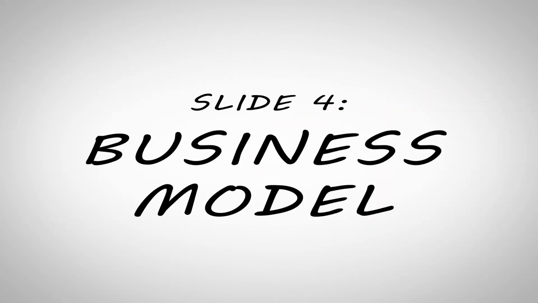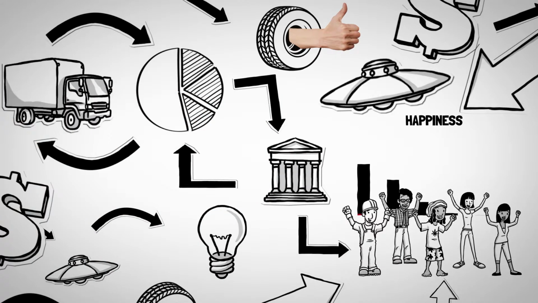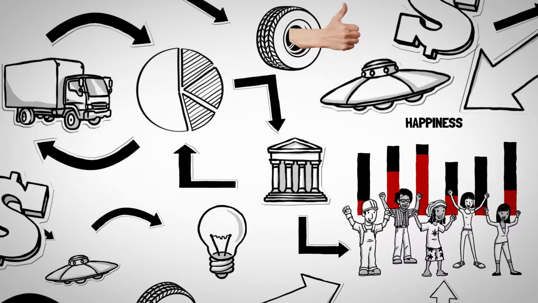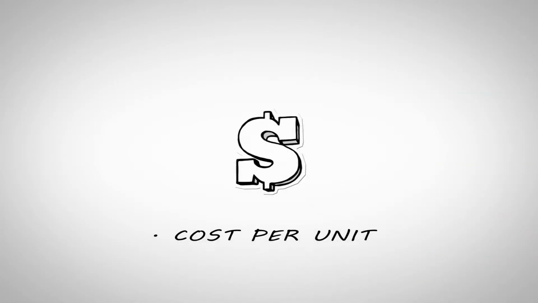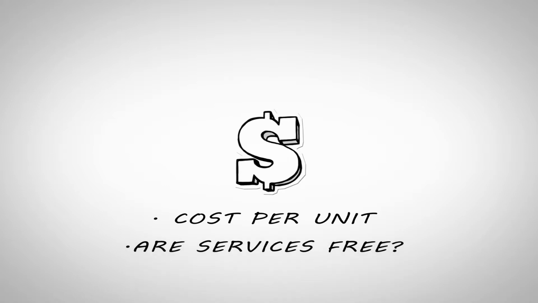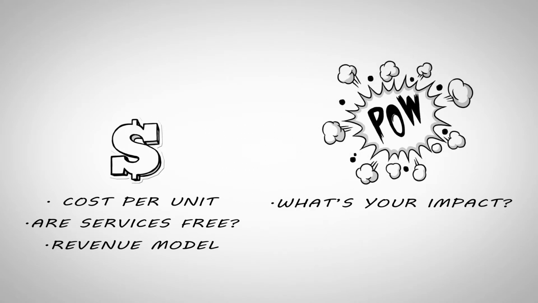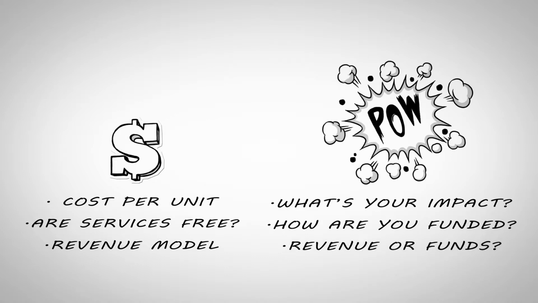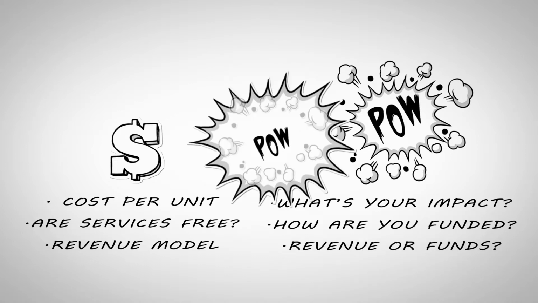Slide 4, Business Model. Now that reviewers understand the problem, your business model slide should have more nuts and bolts type information. State how much it costs per unit to implement your solution, whether people pay for your services, and if they do pay, describe your revenue model. Describe the impact to recipients of your program, how you fund your work, and whether your venture will become sustainable through revenue or always rely on fundraising.